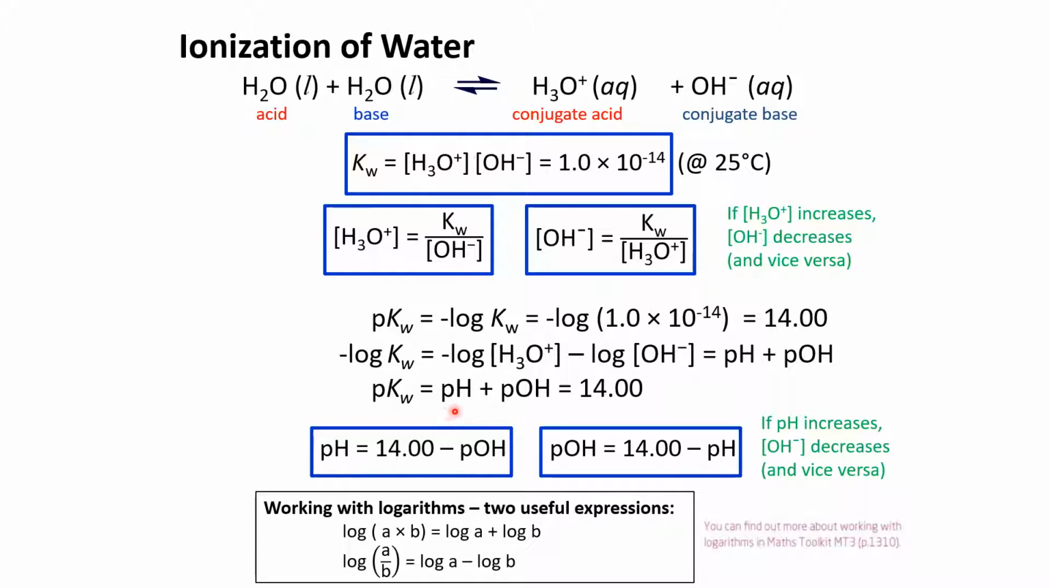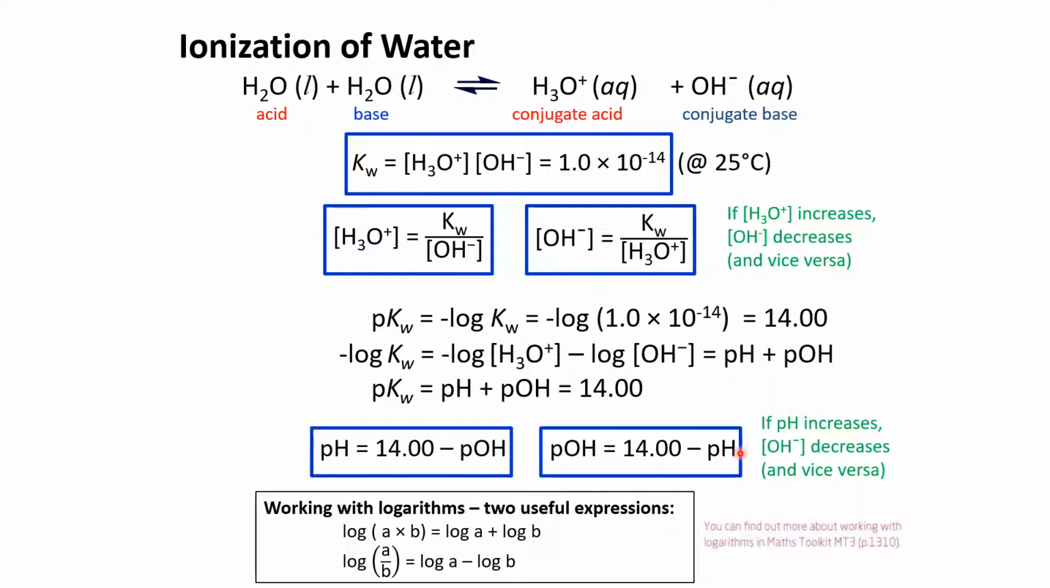The last step here is just to rewrite this expression in terms of pH. We subtract pOH from both sides, and this gives us pH equals 14.00 minus pOH. We can also solve in terms of pOH, and in this case we'd subtract pH from both sides. This gives us pOH equals 14.00 minus pH. What this tells us is that if the concentration of H3O+ increases, then the concentration of OH- decreases. Similarly, if the pH increases, then the pOH decreases, and vice versa.